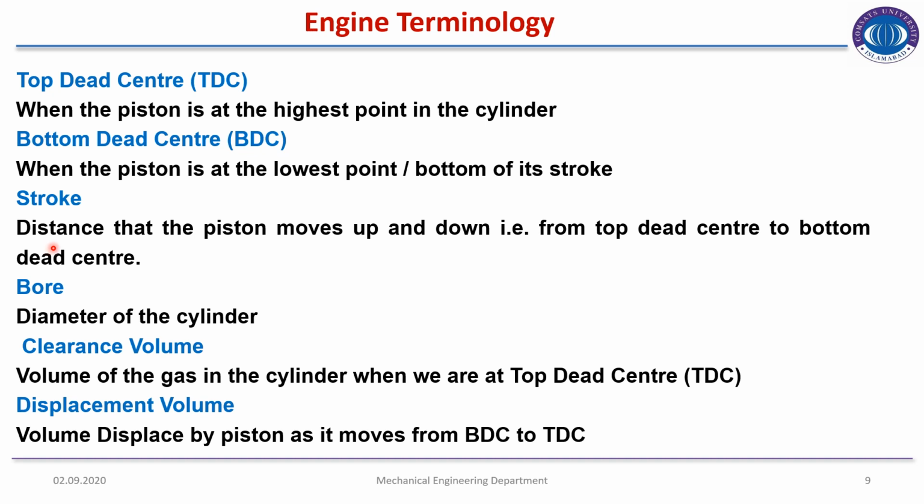Stroke, the distance that the piston moves up and down from top dead center to the bottom dead center, is known as stroke, whereas the diameter of the cylinder is known as bore. Clearance volume is the volume of the gas in the cylinder when we are at the top dead center. The labeling is shown in the previous slide as well. You can go back and compare these definitions with the actual animation.